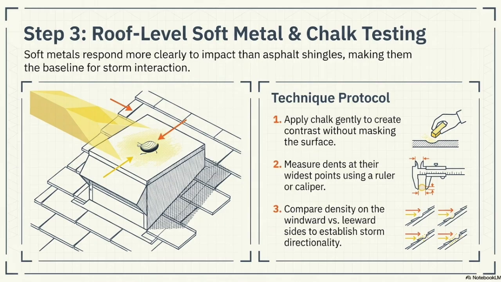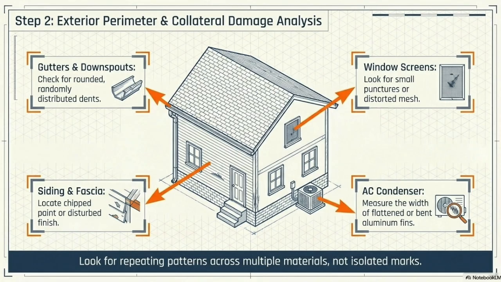Okay, I have to push back here. Yeah. Because if you do that on my gutters, and a little unchalked circle appears, how do you know a piece of ice did that? What do you mean?